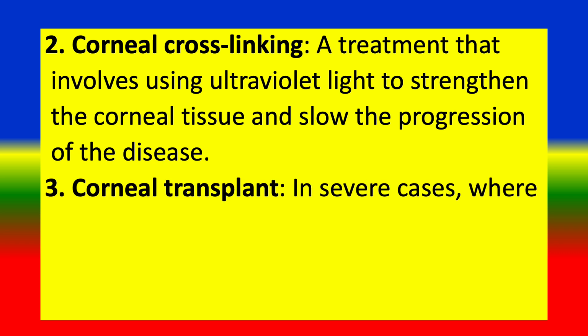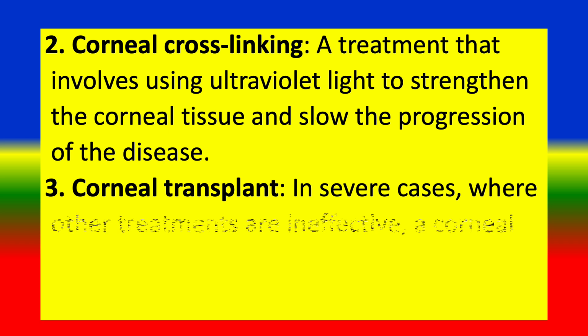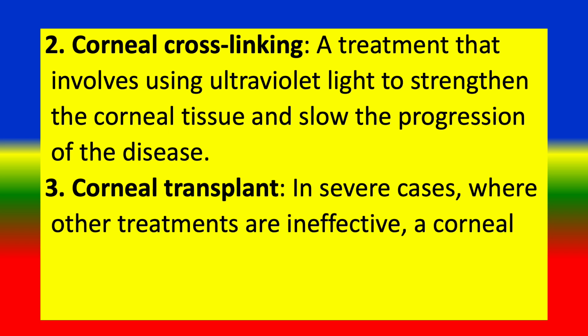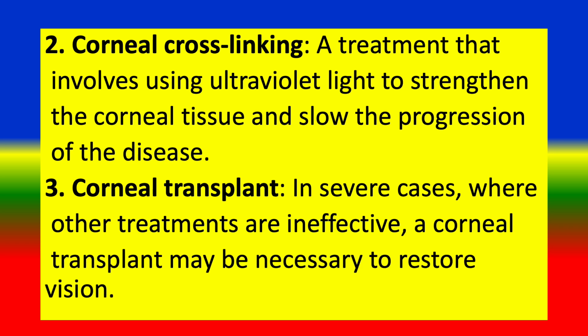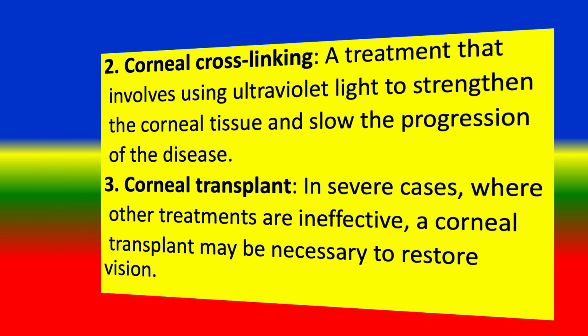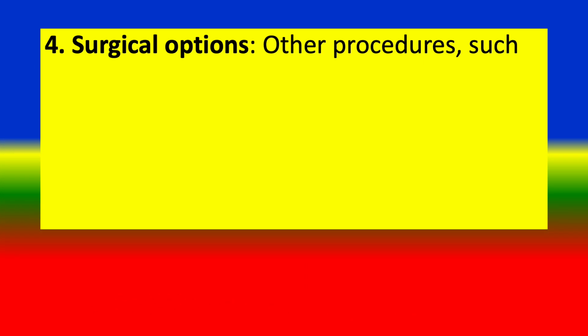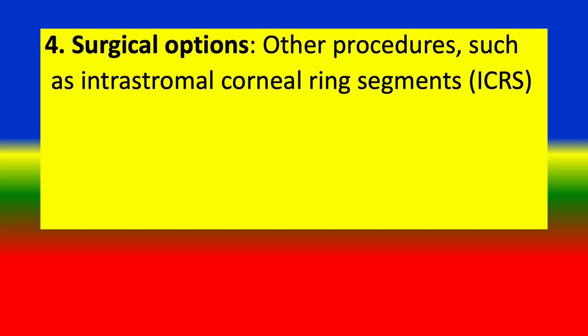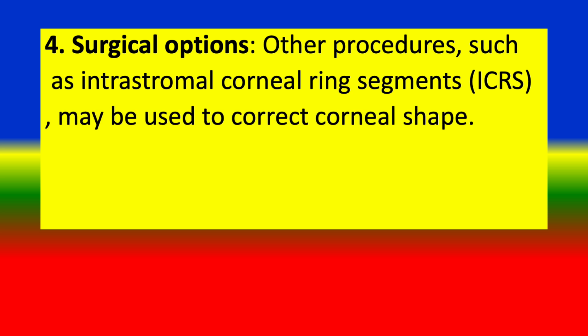3. Corneal transplant in severe cases where other treatments are ineffective. A corneal transplant may be necessary to restore vision. For surgical options, other procedures such as intrastromal corneal ring segments (ICRS) may be used to correct corneal shape.